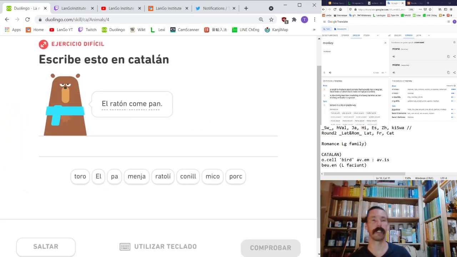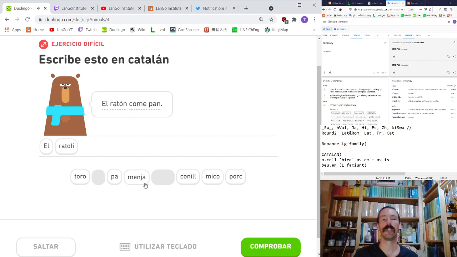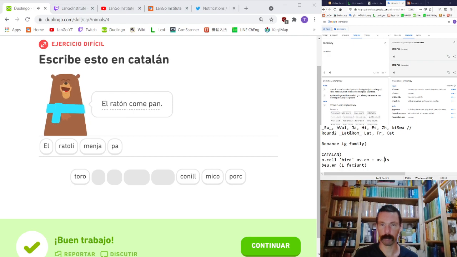Escribe esto en catalán. El ratón come pan. El ratolí menja pa. Final M there is lost. Pa comes from, of course, bread. Panem. It's a regular development. The accusative ending, and the nominative, where you'd find it in a dictionary, is panis. This is the root of companion. What else? Pantry. Many wonderful words.